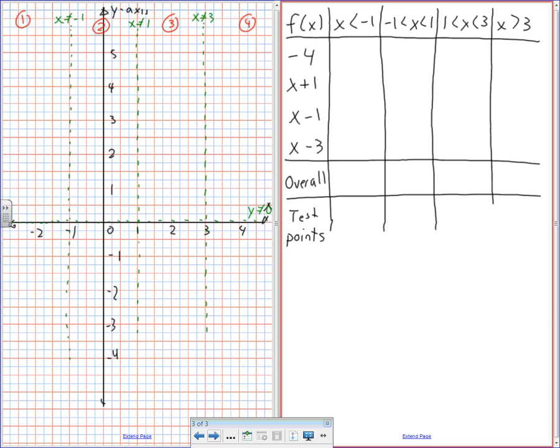Okay, so then what we're going to do, and you can pick any points you want, but you're looking for a point less than negative 1. I'm going to pick the points for you guys today for the sake of time. So I'm going to call that negative 2. I'm going to then pick a point between negative 1 and 1, which is conveniently going to be 0. A point between 1 and 3, which is going to be 2. And a point bigger than 3, which is going to be 101. Any points will work as long as they work within that range.